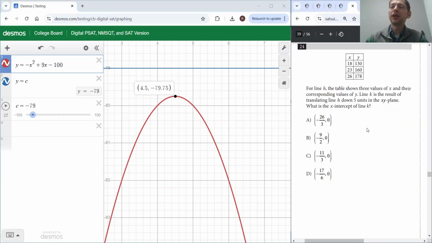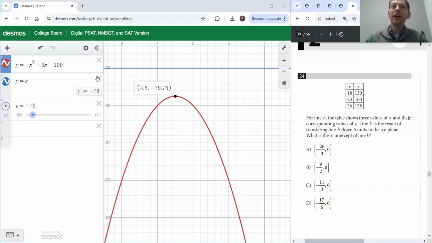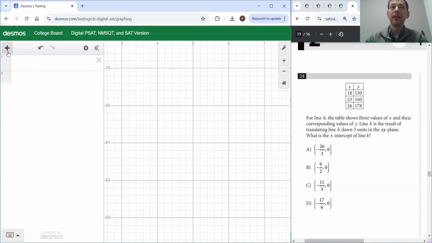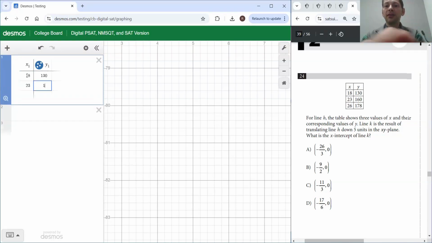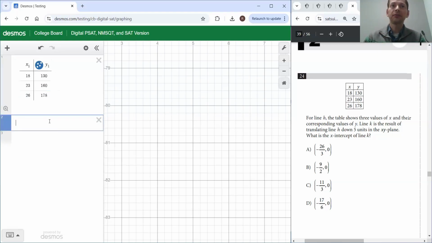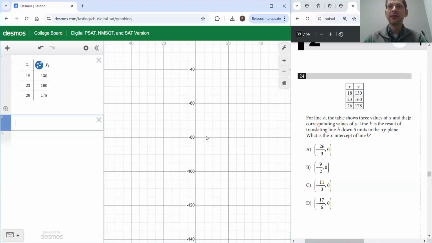All right, let's work on the next problem here. Now they give you a table of values, but that's no problem for Desmos. You can plug in a table of values right here. They're saying for the line H, the table shows 3 values of X and their corresponding values of Y. So let's draw the line, right? So they give us different values for X. So 18, 130, 23, 160, 26, 178. Okay. So they give us points.